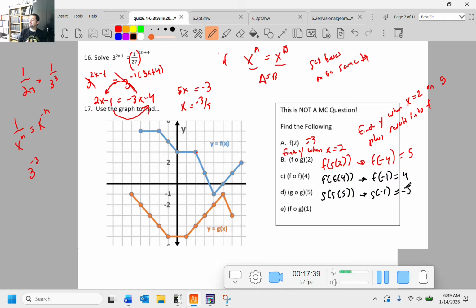And finally, f of G of 1. F composed of G composed of 1. G of 1 is -5. So this becomes find f of -5. So when x is -5, you'll see that there's nothing here. DNE, just like this twin, right?